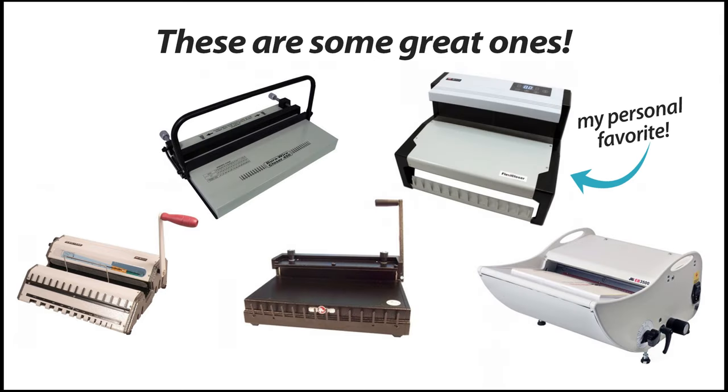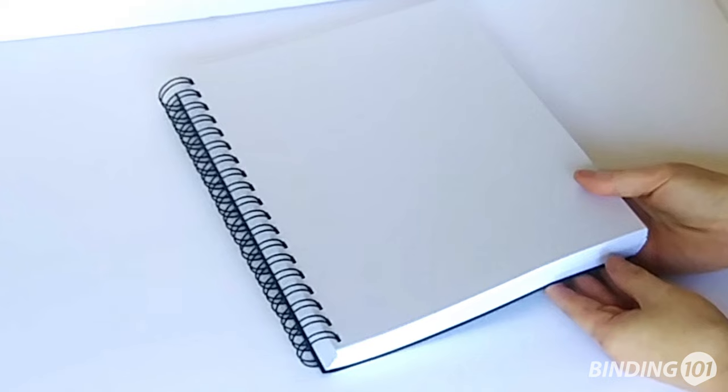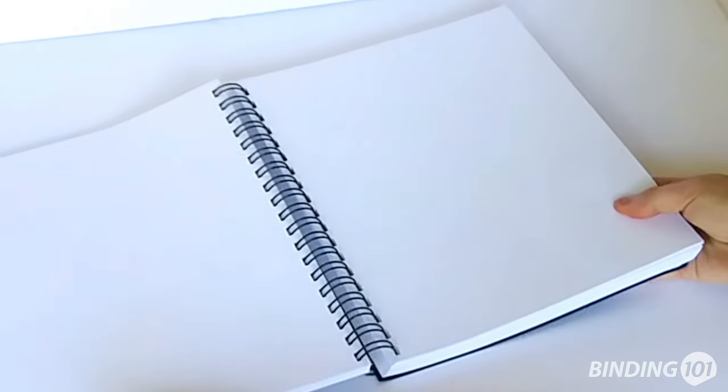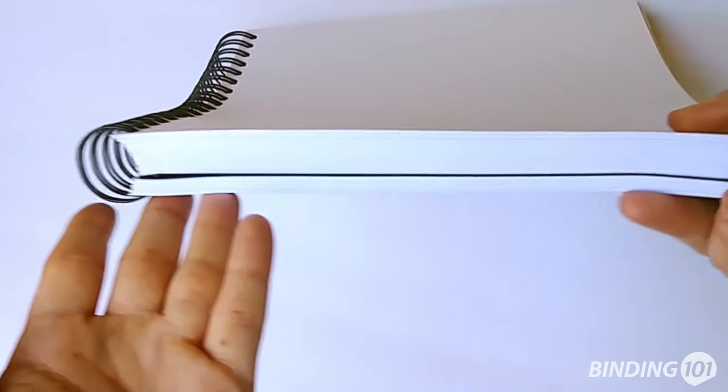If you don't have a plastic cone punch, no problem. We have pre-punched paper and report covers that you can use instead. Just like traditional wire bindings, they allow your documents to lay completely flat and turn a full 360 degrees so pages lay back to back.